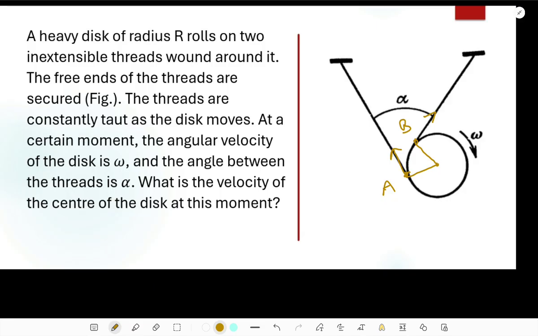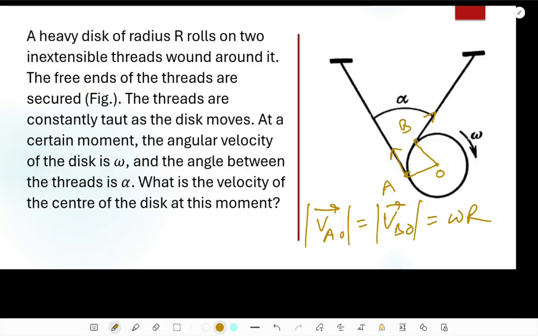And the threads will be along the tangent. Of course, there is no other way, they can't be in any other direction. So if I name the center of the disk O, what I'm trying to tell you is that the velocity of A with respect to the center and the velocity of B with respect to the center have equal magnitude, and that will be equal to omega times r. Because these are simple things to observe.